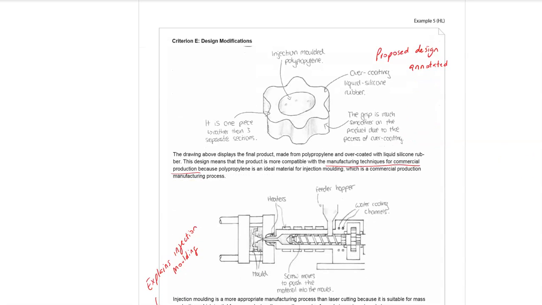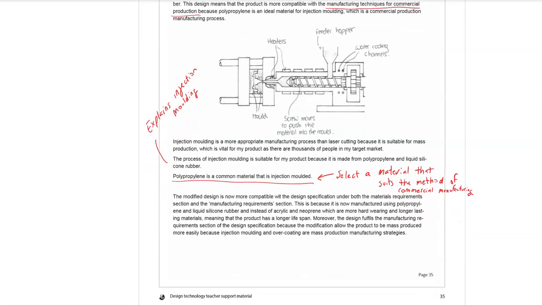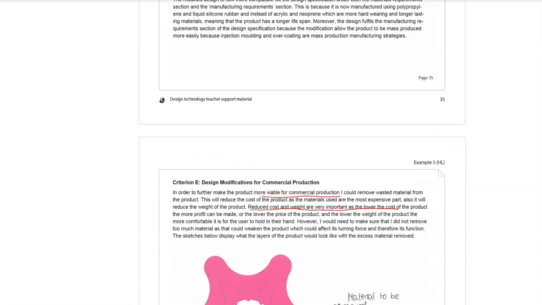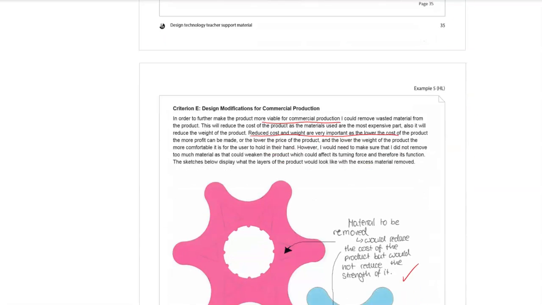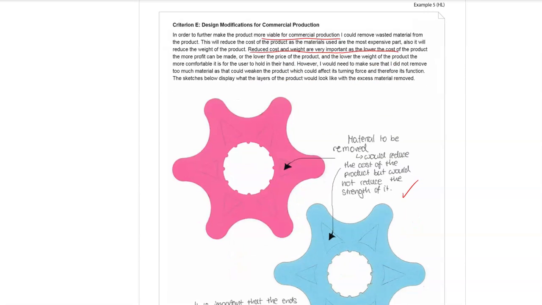Design modification: the proposed design has been annotated with just the changes for commercial production. There's a little sketch here that indicates how injection molding would work and then how that would work for commercial production of your project, if that was the selected manufacturing technique. Here are some more examples of how design modifications for commercial production could happen. Again, this is just looking at reducing cost and weight, which is very important because that's in the design specs and the marketing specs at the beginning.